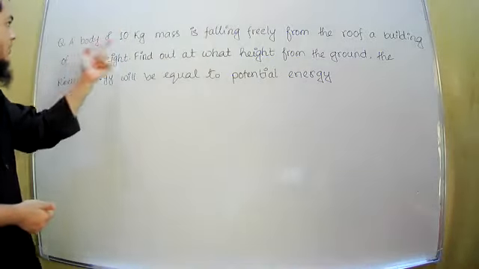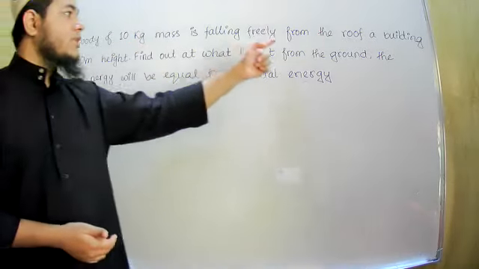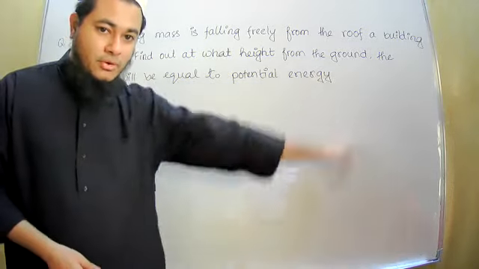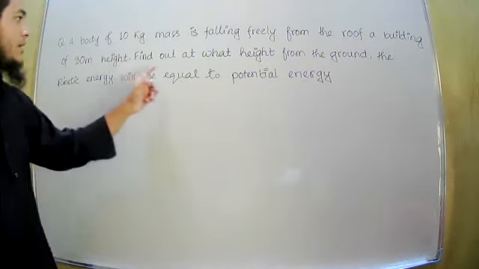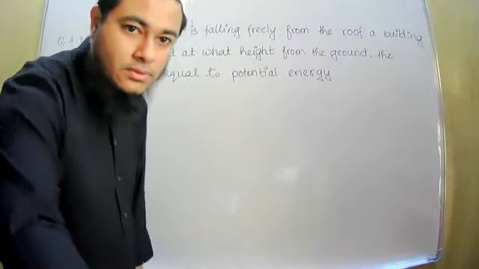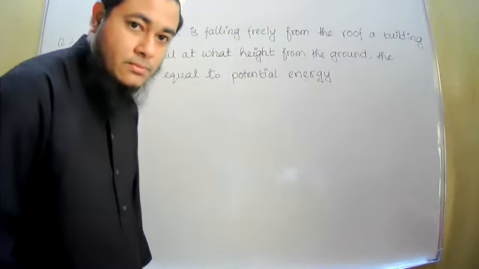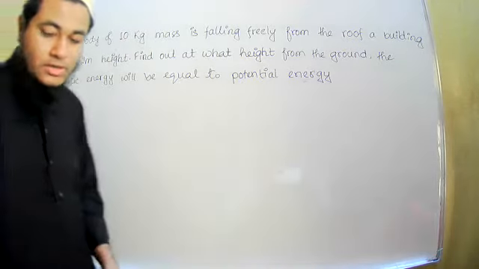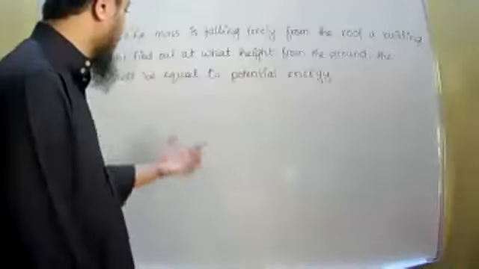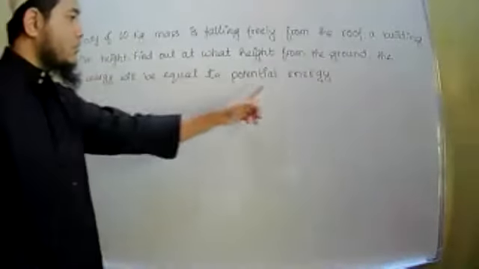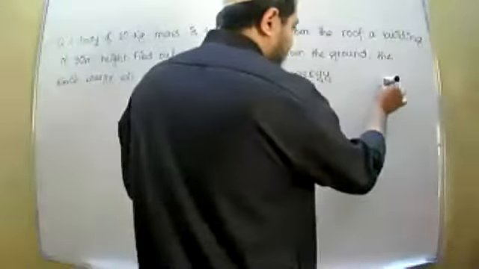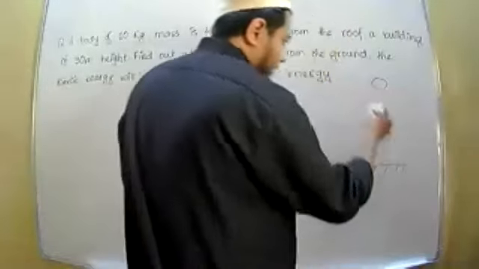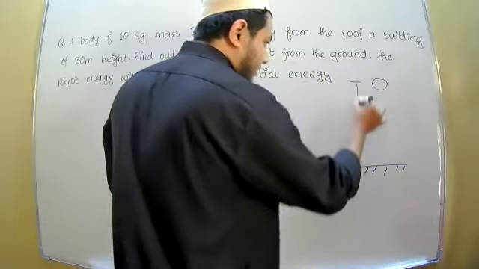See, a body of 10 kg mass is falling freely from the roof of a building of 30-meter height. That means from 30 meters, a body is falling. Now find out at what height from the ground. Is there any problem? So, at what height from the ground will the kinetic energy be equal to the potential energy? If I want to picturize it, it will look like this. Okay, the body is at 30-meter height from the ground.